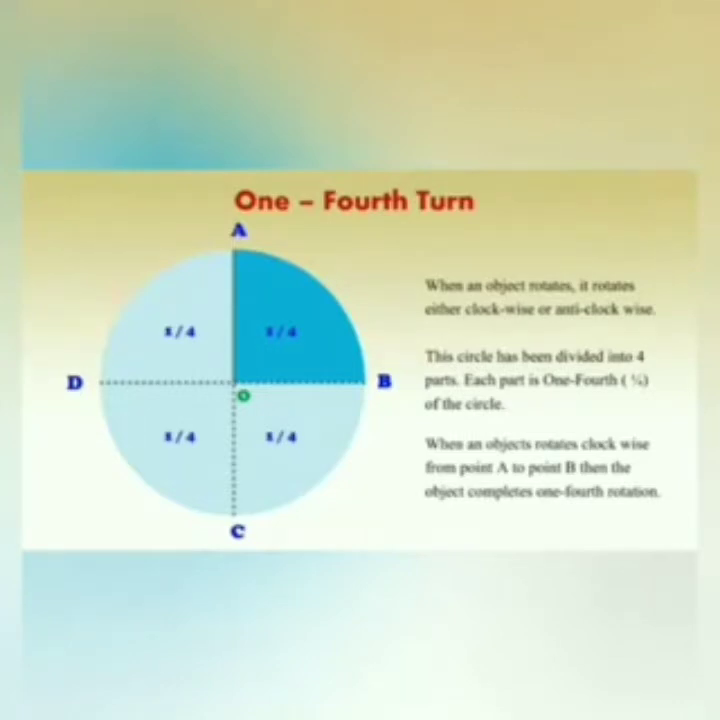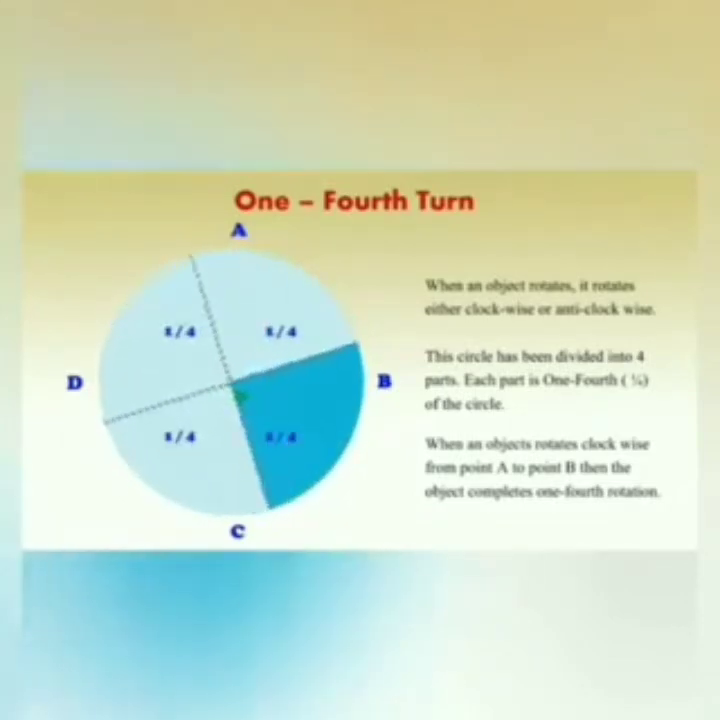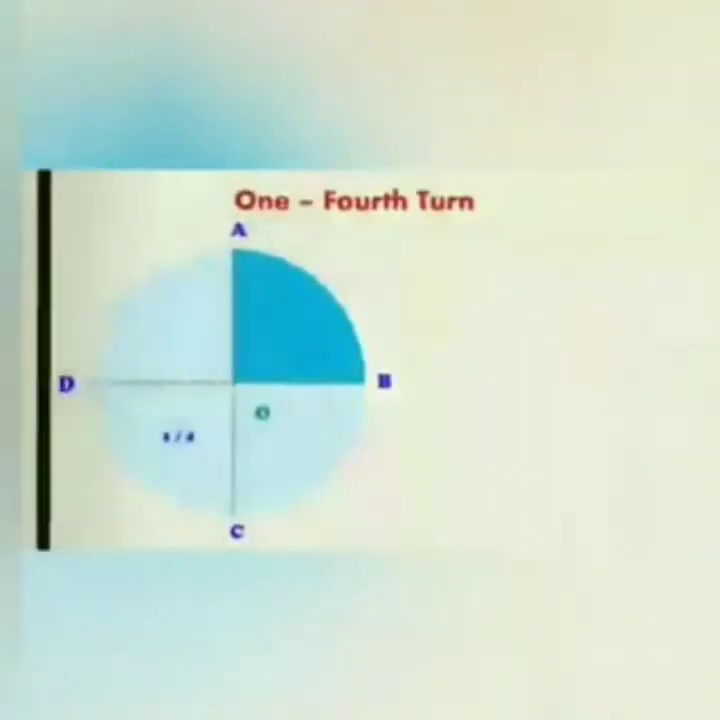When an object rotates clockwise from A to B, the object completes what? A 1/4 rotation. When it comes from A to B, we can call it a complete 1/4 rotation. If an object comes from B to C also, we can call it one complete 1/4 rotation. Now A to B comes to B to C, then also one complete 1/4 rotation happens.